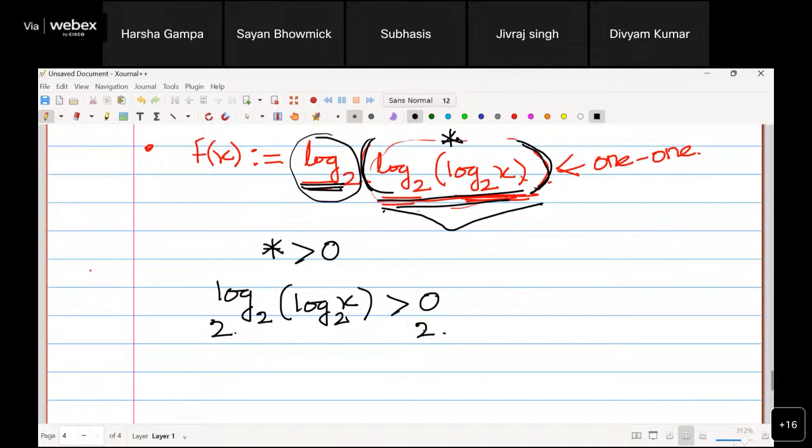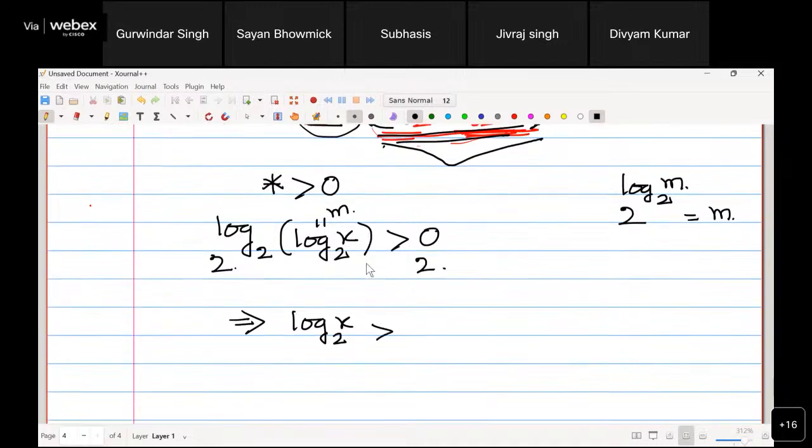The expression inside the log would be greater than 0, so log base 2 of x is greater than 1. So this is basically m, right? What is m here? m is log base 2 of x. Correct. That means log base 2 of x is greater than 1. So again, I'm not done.